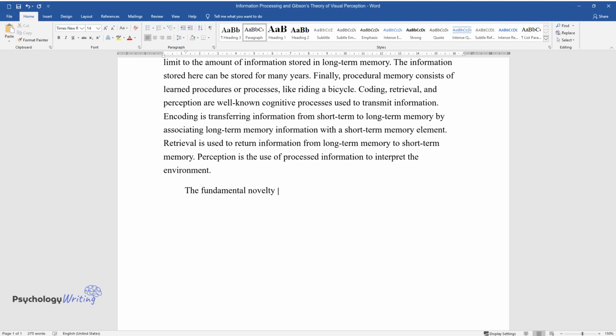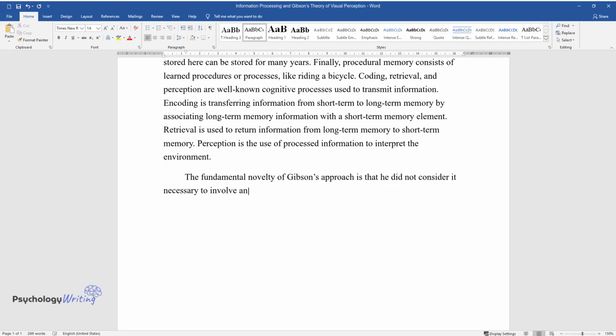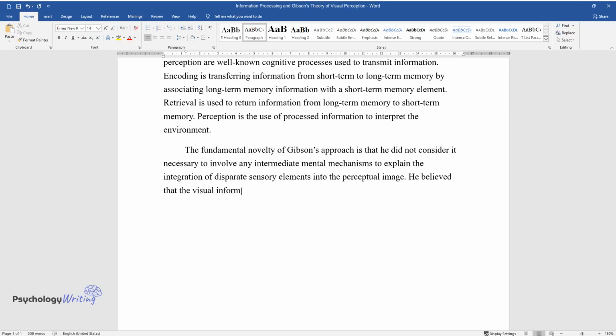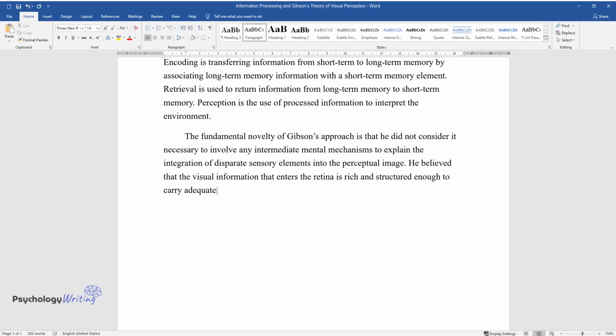The fundamental novelty of Gibson's approach is that he did not consider it necessary to involve any intermediate mental mechanisms to explain the integration of disparate sensory elements into the perceptual image. He believed that the visual information that enters the retina is rich and structured enough to carry adequate and comprehensive information about the external world.